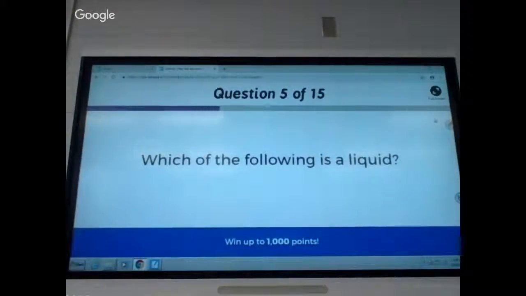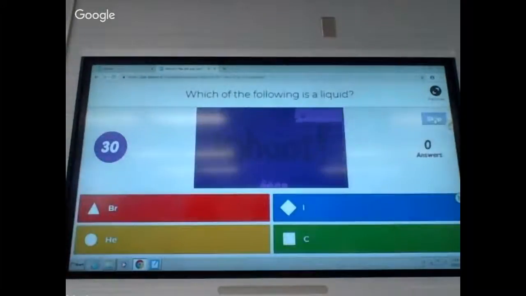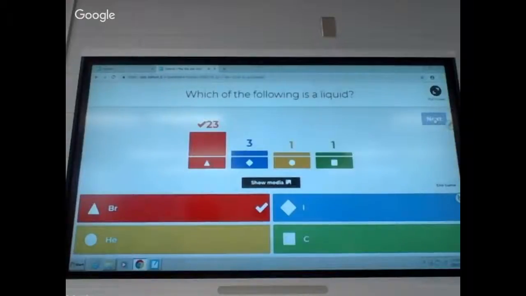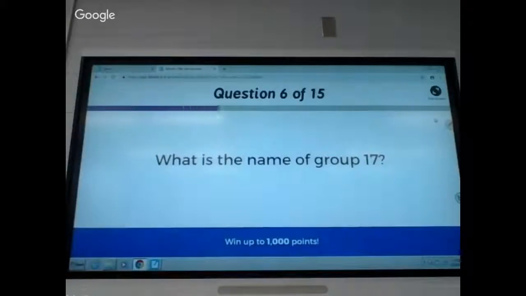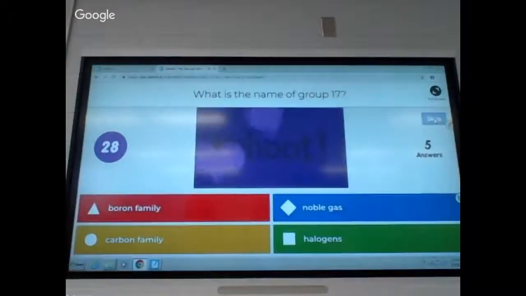Liquid. Which one's the liquid? Other than bromine, what's the other liquid? Mercury. What's the name of the group 17? I don't know. What do you know?